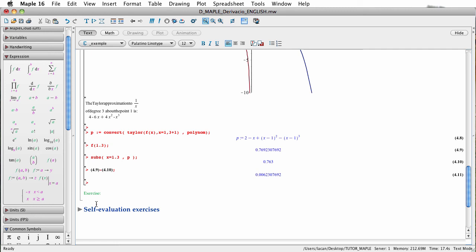Which is to approximate the number e, doing an approximation of the function exponential of x around the point x equals 0, and take a degree for the Taylor polynomial high enough to get a good approximation, so the error is small.